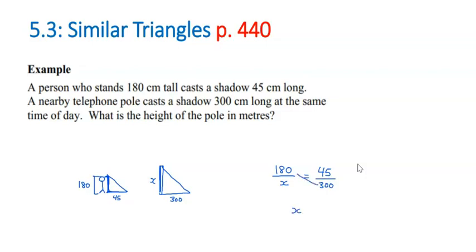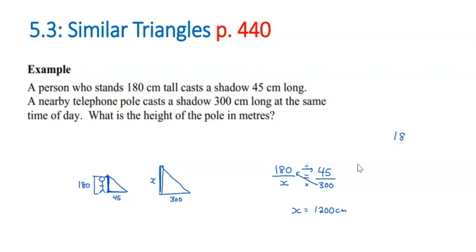This time I'm going to cross multiply 300 times 180 and then divide by 45. So I take that on my calculator and I'm getting a height of 1,200 centimeters. And that makes sense if we look at the relationship between the height of the person: the person was 180, shadow was only 45. Height of the pole, 1,200, shadow is only 300. That seems to make sense.